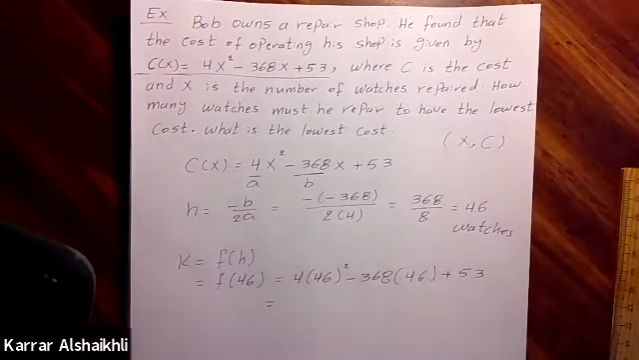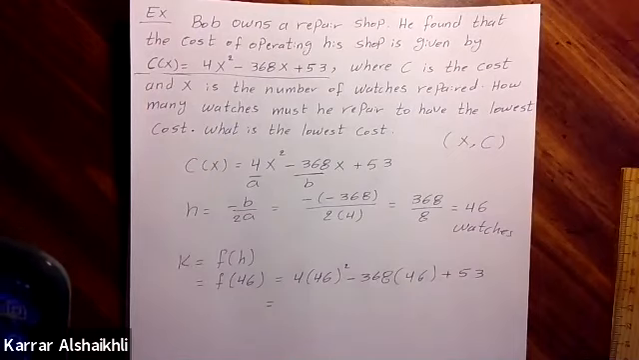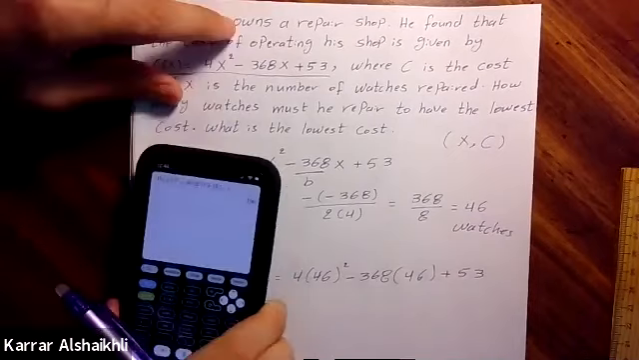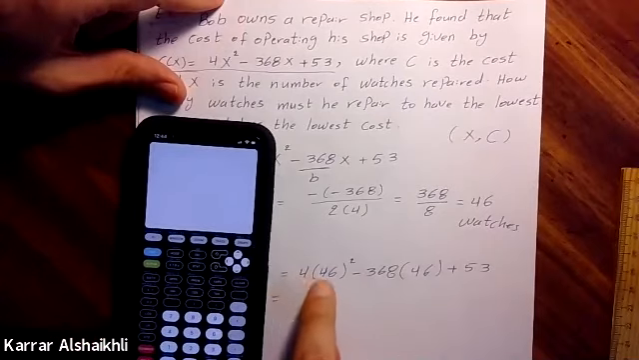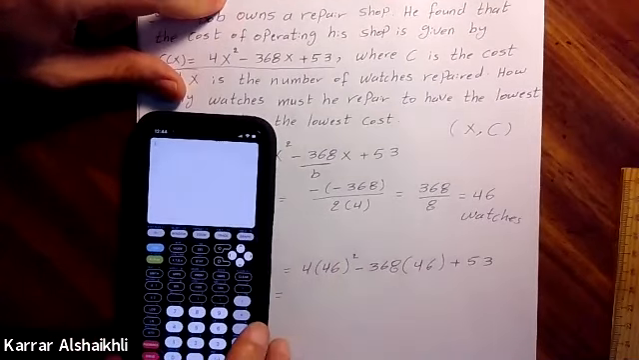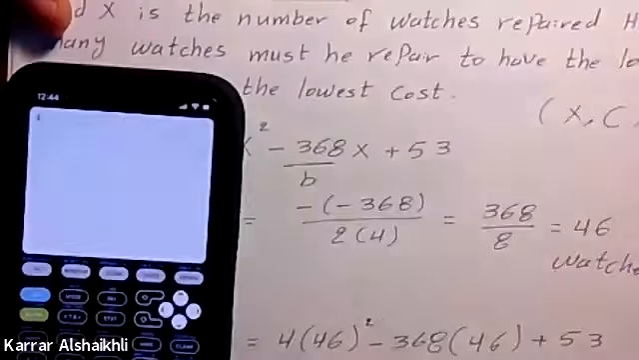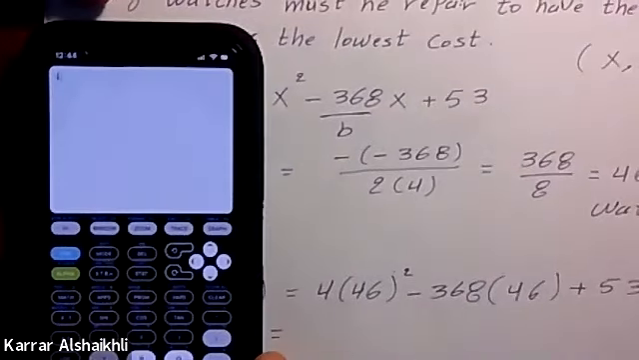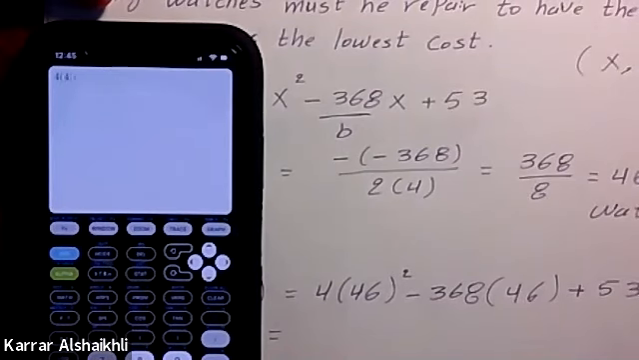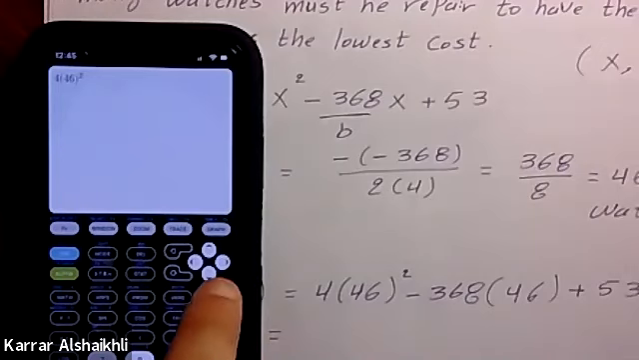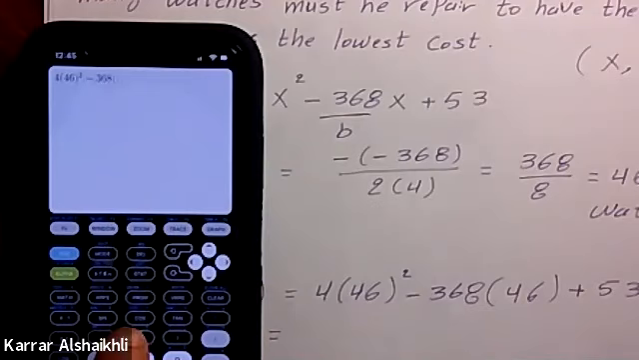Let's check how much it's going to be. Use the calculator, so I'm not going to get the wrong answer. So 4 times, parentheses, 46, close the parentheses, squared, minus 368 times 46, close the parentheses, plus 53. The result, there's something wrong.